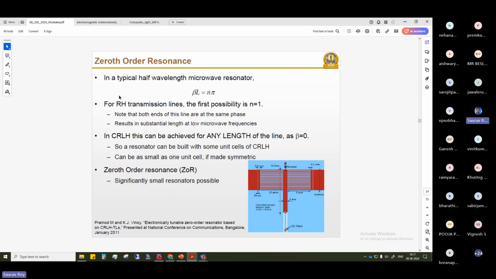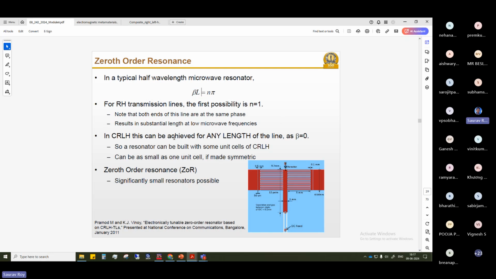Before that, this is one of the papers written by Pramod M from our group and Professor KJ Binay. They have done a design like this, where they have designed a zeroth order resonance. In a normal right-handed transmission line, you should follow beta L equals n pi, because the length should be lambda by 2 for a resonant transmission line. So the lowest length you can take is n equals 1. L will be n pi over beta, that means lambda by 2.